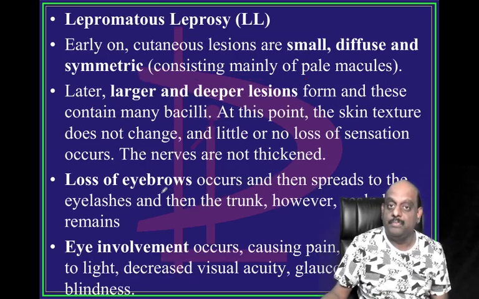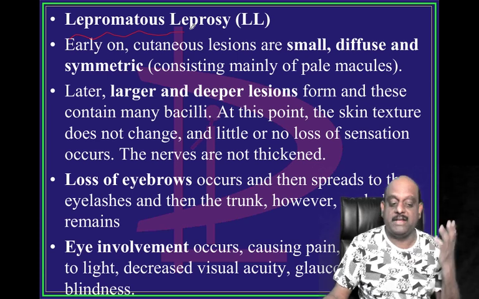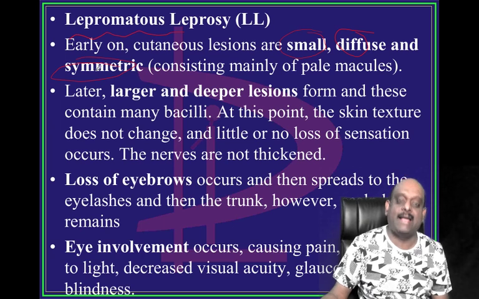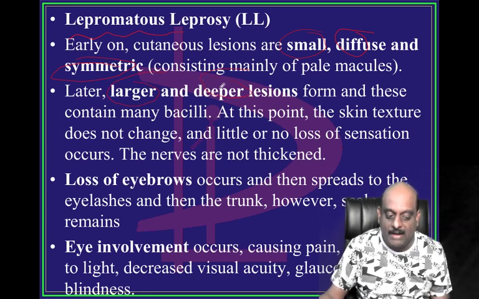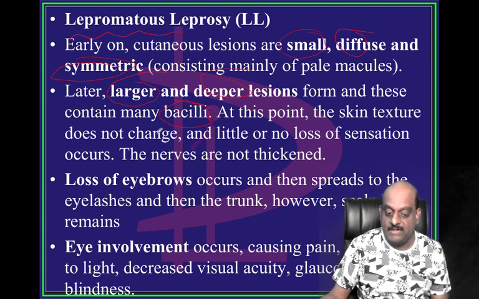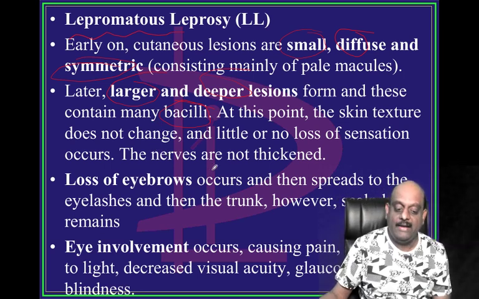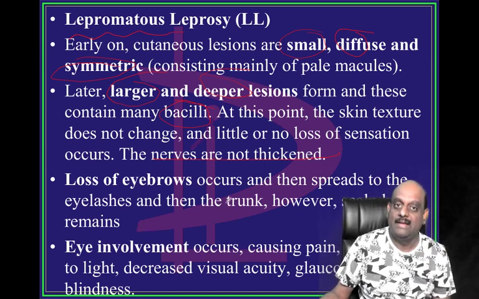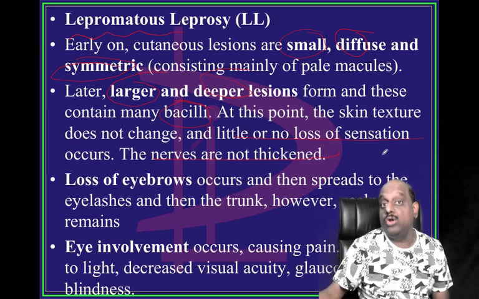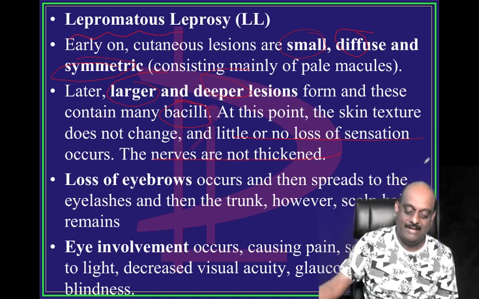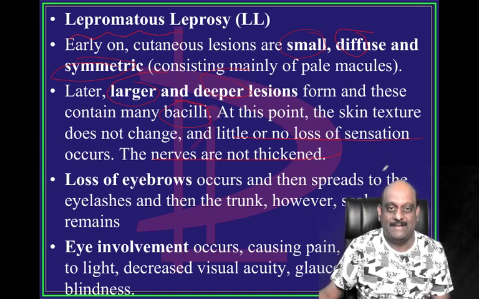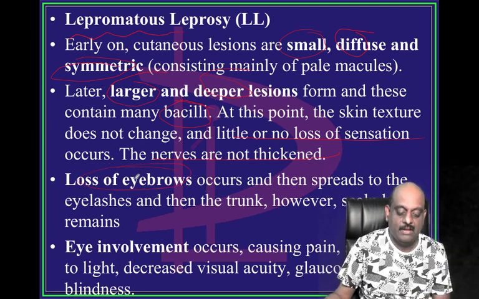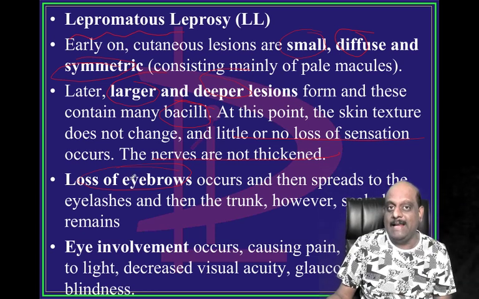Right? Now, finally comes lepromatous leprosy. Small, diffuse, symmetric, pale macules. Later, larger, deeper lesions that contain a lot of bacilli. And nerves are not thickened in this early stage. And there is little or no loss of sensation, unlike in tuberculoid leprosy. Please remember. Then madarosis, loss of eyebrows, and involvement of the eye will be there in lepromatous leprosy.